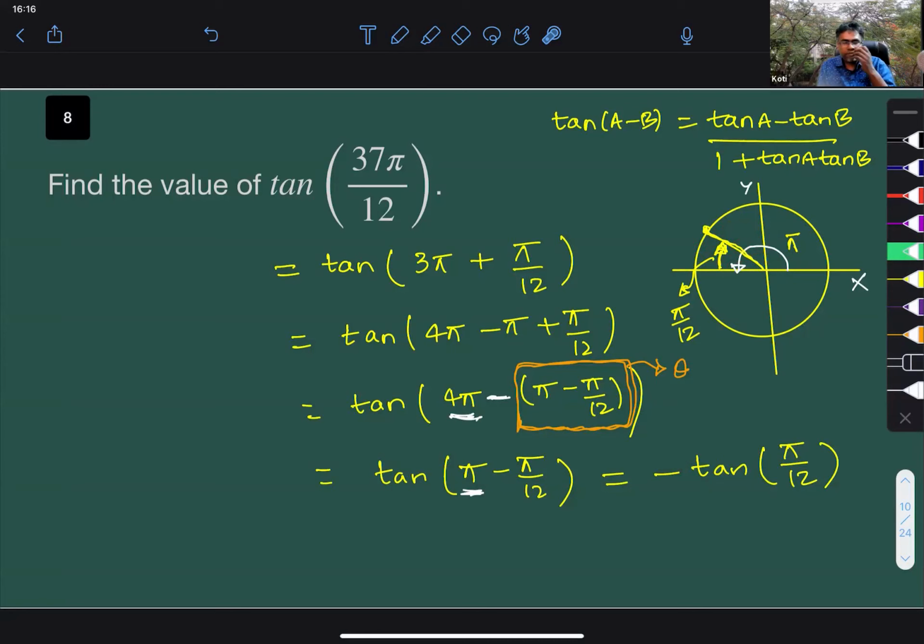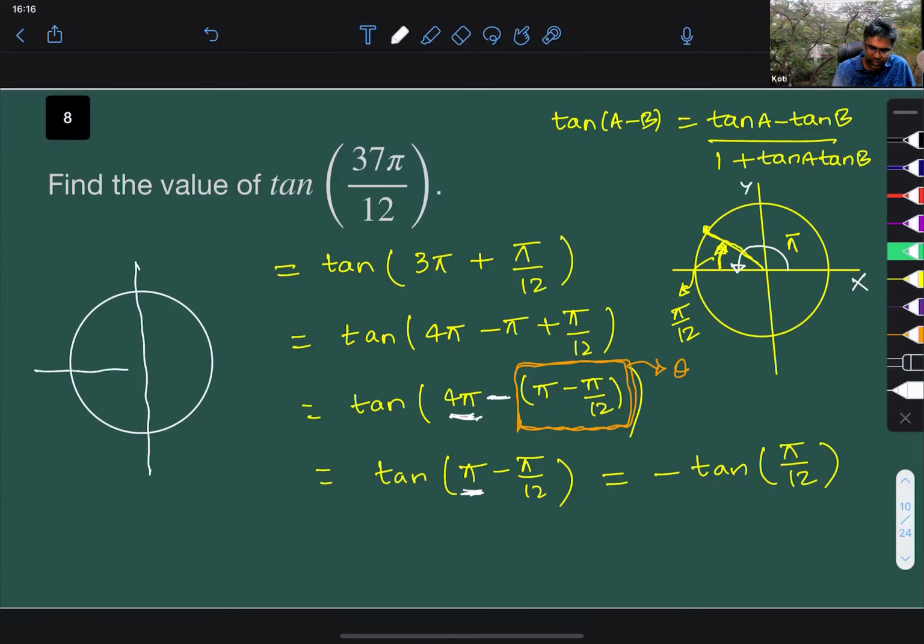Because roughly, your pi is 180 degrees, right? So 180 by 12 is how much? 15 degrees. So if you take your 15 degrees, tan 15 degrees will be positive, but that is provided you are in the first quadrant.